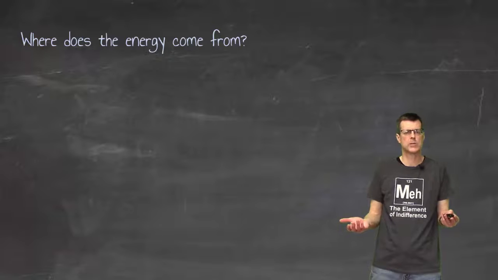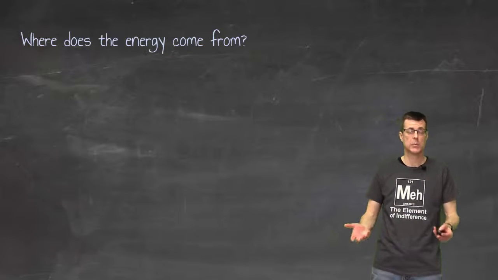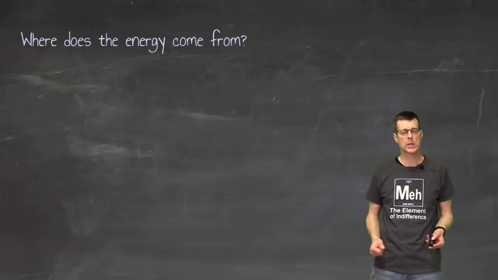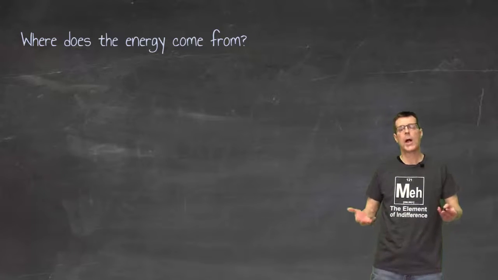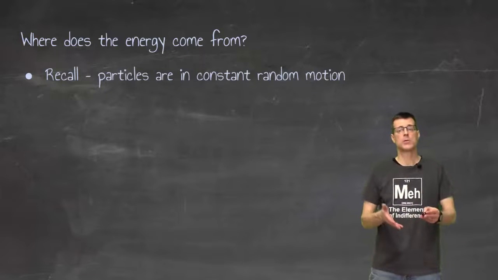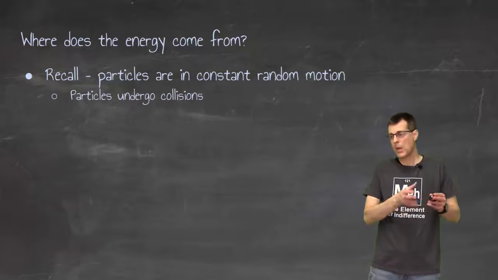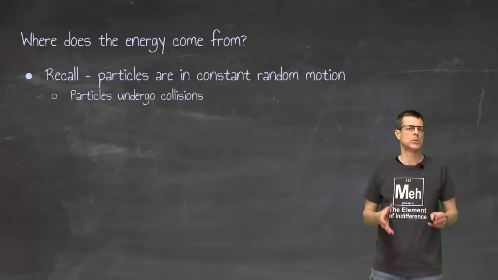Okay, well, where did I get the energy? If I had those hydrogen molecules floating around, happy as can be, and no bonds are breaking, now all of a sudden the bonds broke. How did it happen? So I'm going to go back to something from the KMT, where particles are in constant random motion. And because the motion is random and constant, there's going to be a whole lot of collisions.